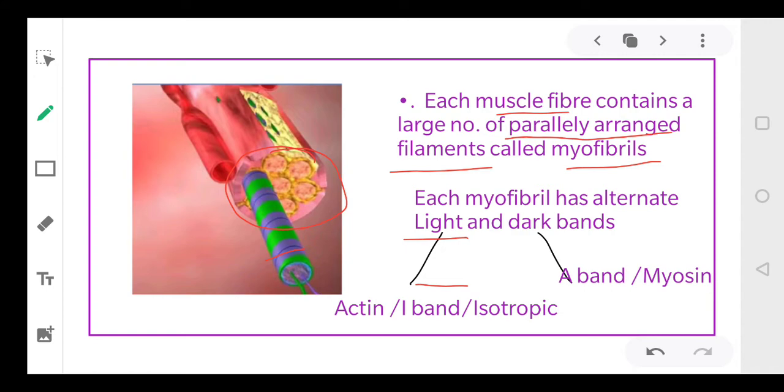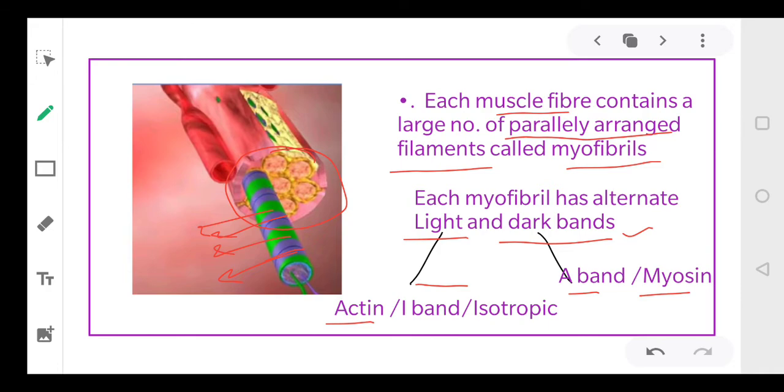One is the light band, another is the dark band. As you can see in the diagram, light and dark bands. The light band is also called the actin band or I band or isotropic band. The dark band is called the A band or myosin band.